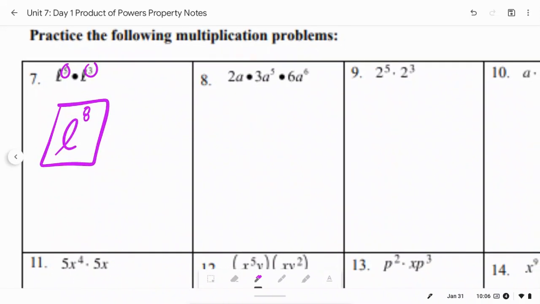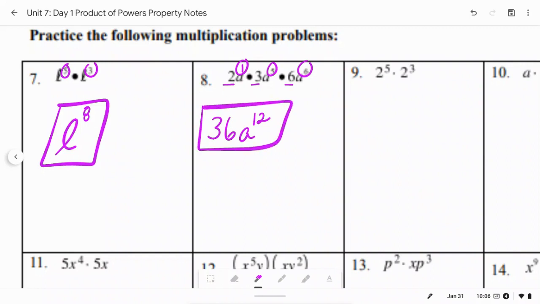In number 8, don't forget to put an exponent of 1 with the 2a, and you're going to multiply all the coefficients first. So 2 times 3 times 6 is 36, and then add all the exponents. So 1 plus 5 plus 6 gives a to the 12th power.